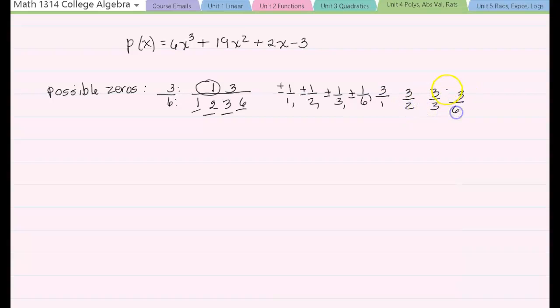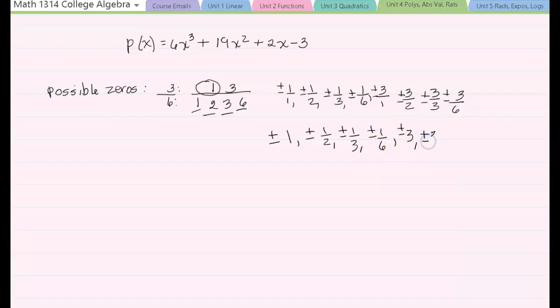And then again, when we look at our list and we condense it, we can see that our final list would be plus or minus 1, plus or minus 1/2, plus or minus 1/3, plus or minus 1/6, plus or minus 3, plus or minus 3/2.